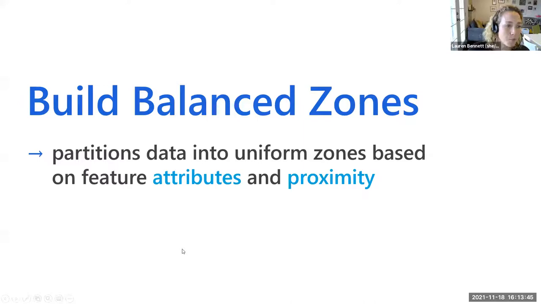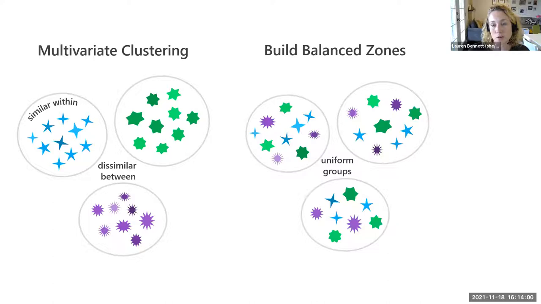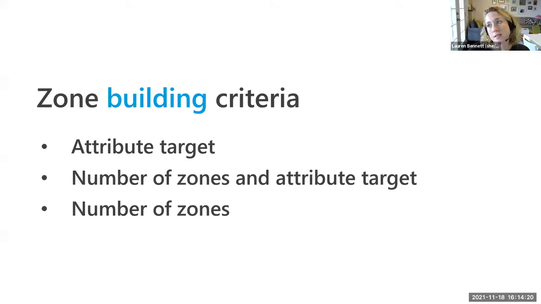Okay, so I want to talk really quickly about a method called Build Balanced Zones. What's really cool about Build Balanced Zones? Essentially, the way I think about it, we're trying to solve the opposite problem. With multivariate clustering, we're trying to create groups that are similar within and different between. With Build Balanced Zones, we're trying to build groups that are the same, each one similar to the other groups. So very different from our goal with multivariate clustering. We're trying to create groups that are uniform to each other. And the way that it works is using an algorithm called a genetic algorithm.